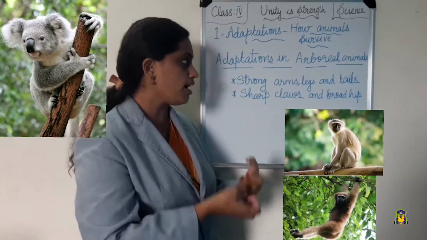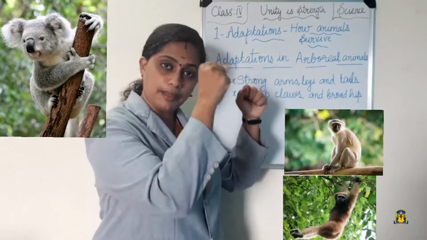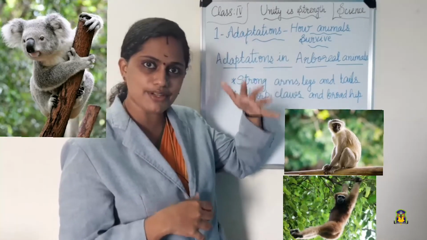So what is helping these monkeys, gibbons and koala bear? Their strong arms, legs and tails. So with these they are able to climb and they are able to hang on the trees. You have seen monkeys hanging with their tails from the trees.